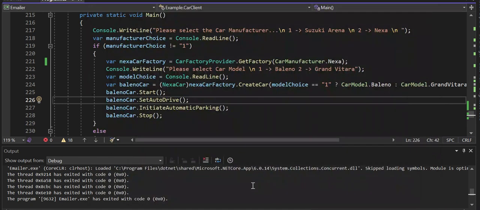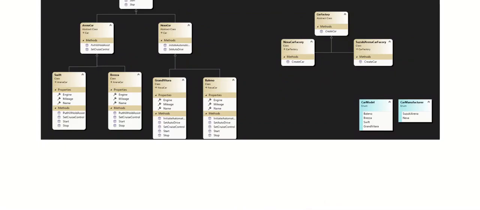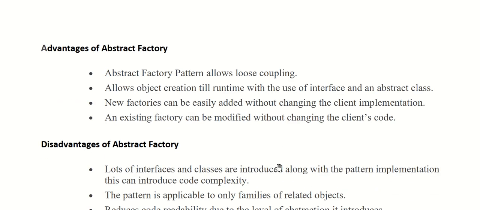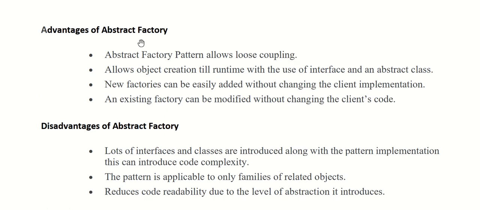Okay. So let me go back to my PDF, and here now we will discuss the advantages. The advantages of abstract factory. See, the abstract factory pattern allows loose coupling, which I have already explained. You won't be having any hard-coded concrete class references in your client application.